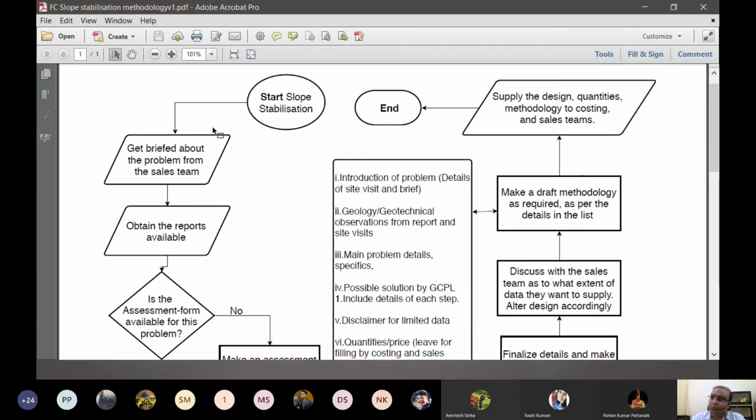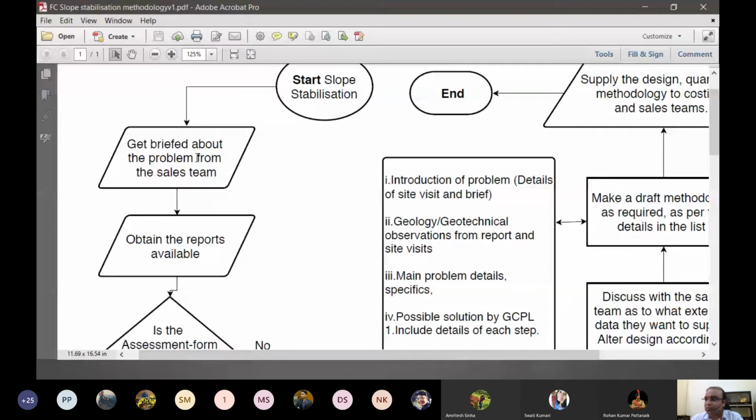Okay, starting with the slope stabilization terminator. I just wrote that, basically describing the slope stabilization work. First we were getting briefed about the problem. Being a senior technical manager there, my profile needed me to deal with the problems, give the solutions, and suggest the best possible application for slope stabilization work.